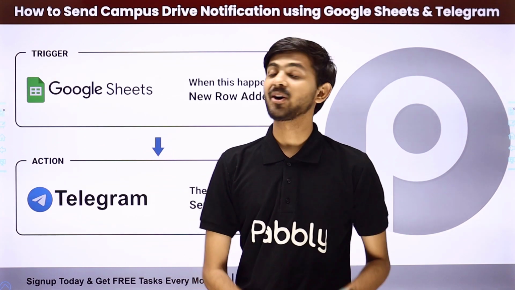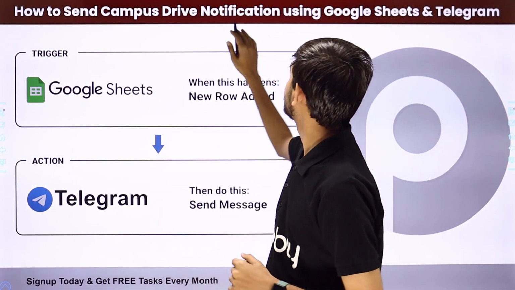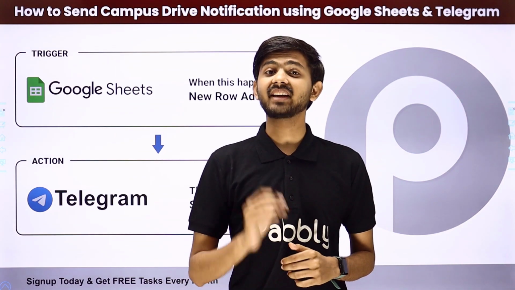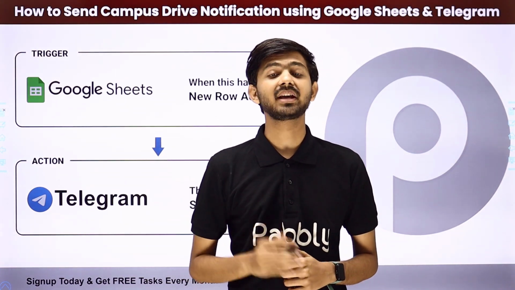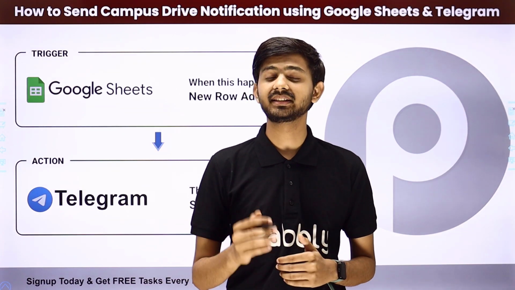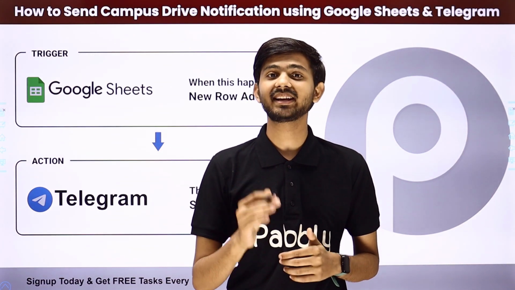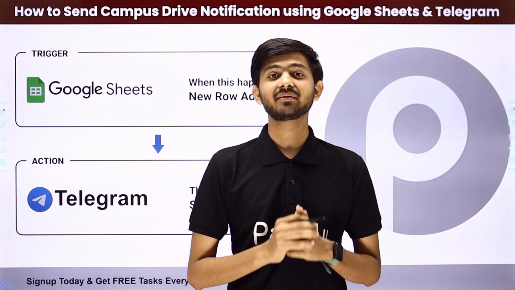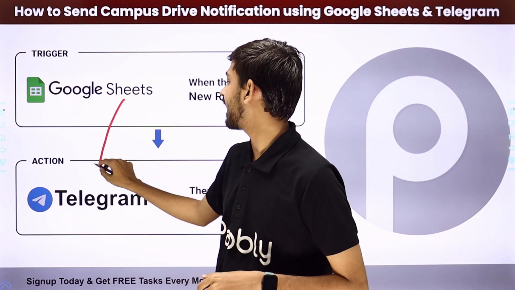Hello everyone, today our topic is how to send campus drive notification using Google Sheets and Telegram. So here my objective is that whenever I add new details of a campus drive in my Google Sheet, then I want to use these details and send a notification in my Telegram group where I have all the students. Now for this, I will create an integration between Google Sheets and Telegram.